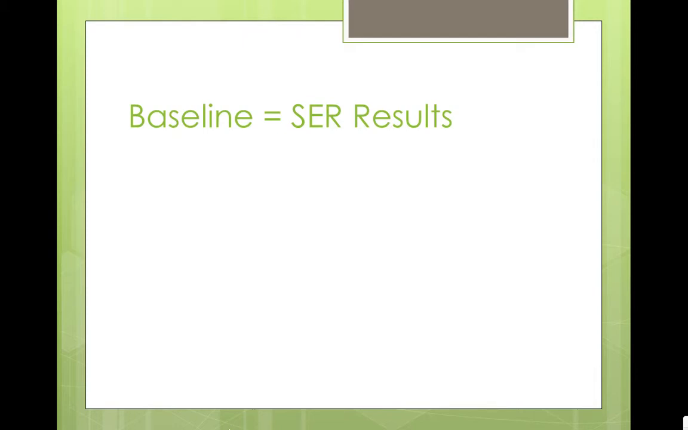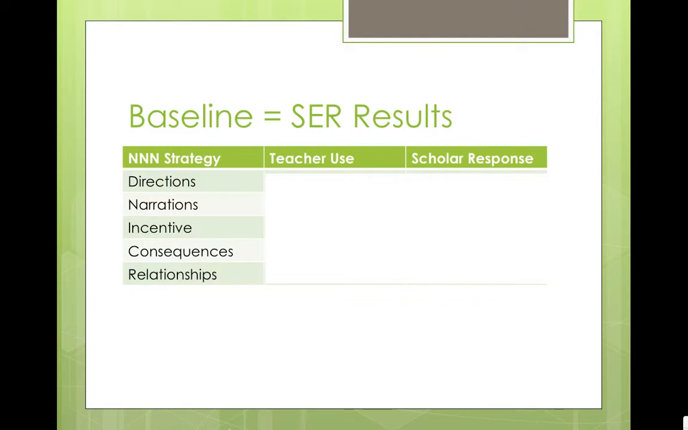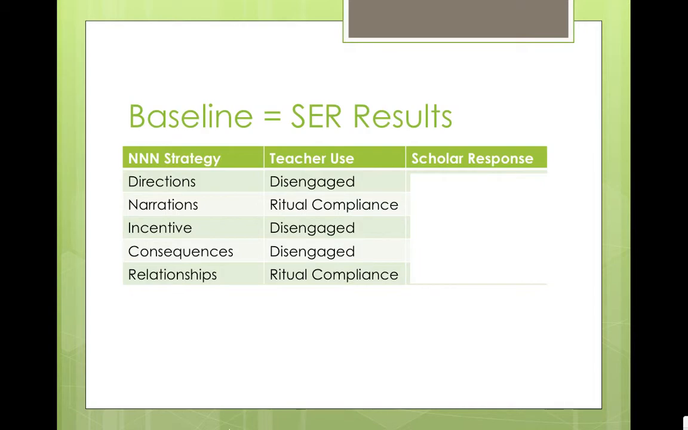Now we are going to align the baseline to get our Student Engagement Rubric results. Remember, in the rubric, we are looking at the teacher's use of and scholars' response to the no-nonsense nurture strategies of directions, narrations, incentive and consequences, and relationships. First, we are going to look at how the teacher used these strategies.